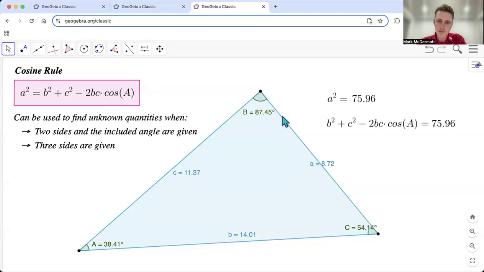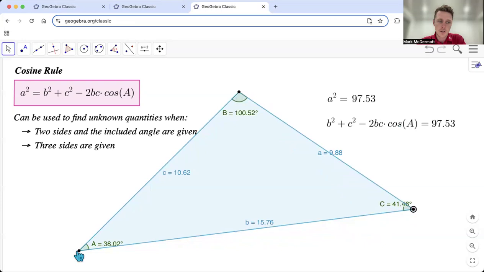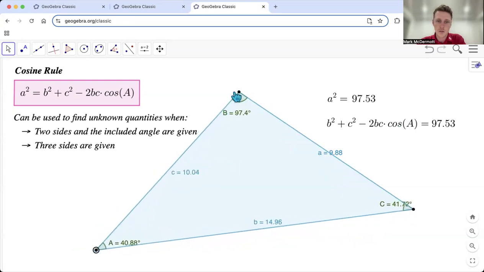If this is the side length a, and this is the side length b, as we can see, and then this is the side length c, we can say that a squared, so this side length squared, is equal to all this stuff. It's equal to b squared plus c squared minus two groups of b times c multiplied by cosine of this angle in here. As you can see again, a squared in this case is 8.72 squared, which is 75.96, and it's also equal to all this stuff over here. As we change them, we can see that the equality holds. I think that's pretty interesting.